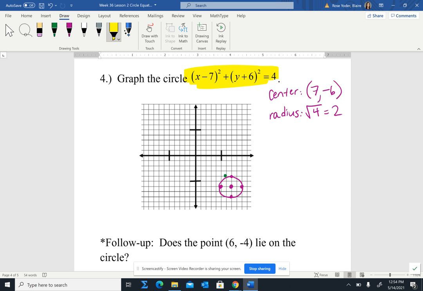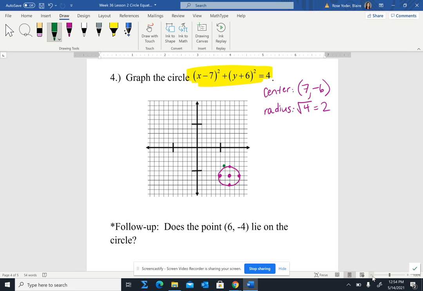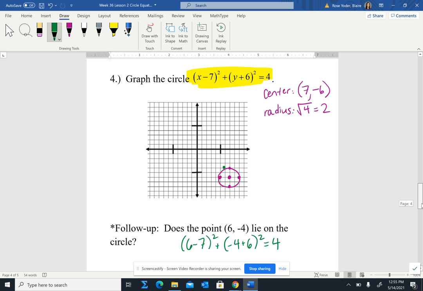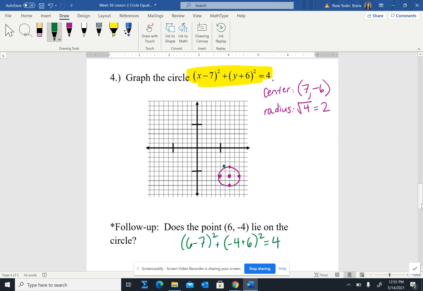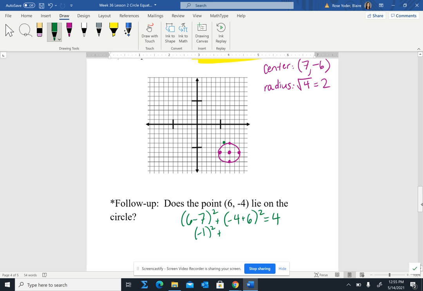If you plug in 6 for x and -4 for y, then you can tell if the point lies on the graph or not. So I'm going to go (6 minus 7) squared plus (-4 plus 6) squared equals 4. All I did was plug in the 6 in place of x, and the -4 in place of y. And 6 minus 7 is -1, squared. And then -4 plus 6 is 2, squared.